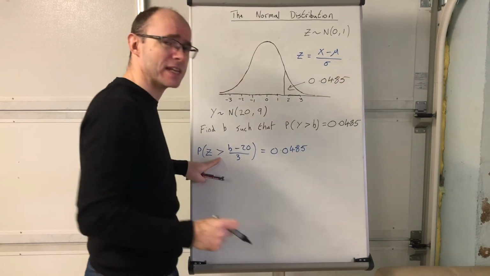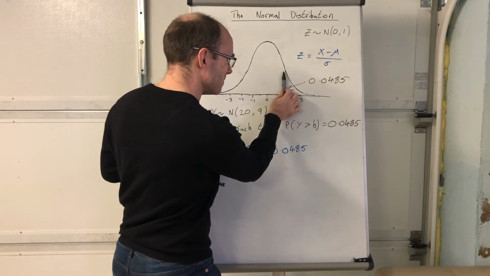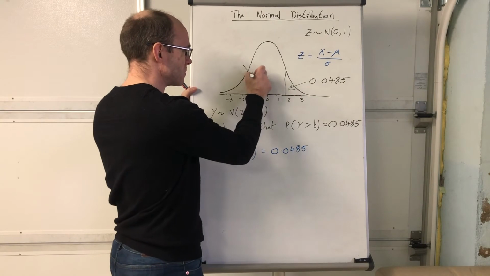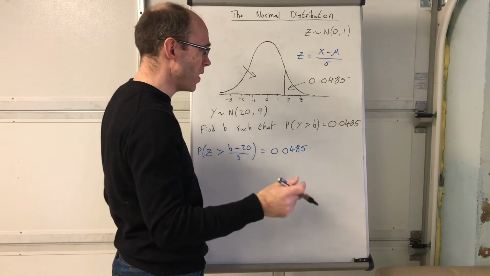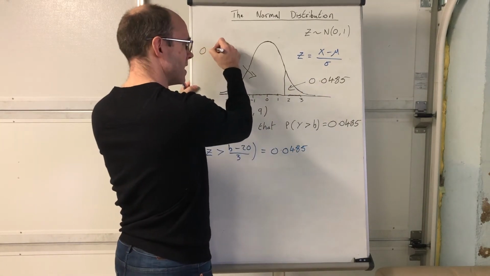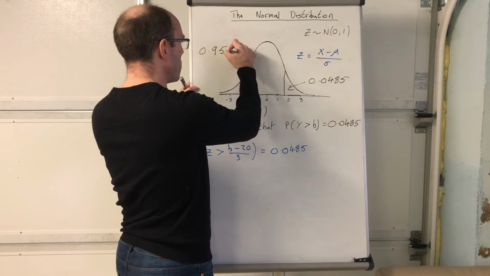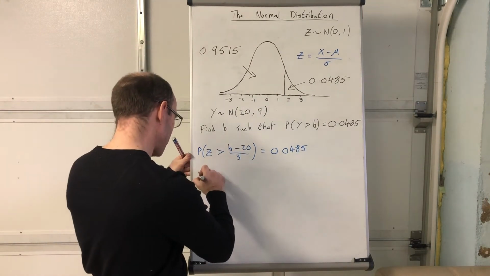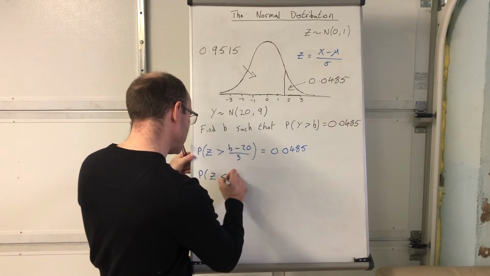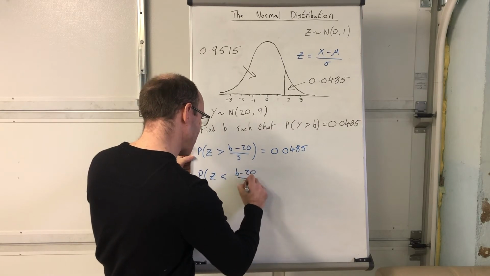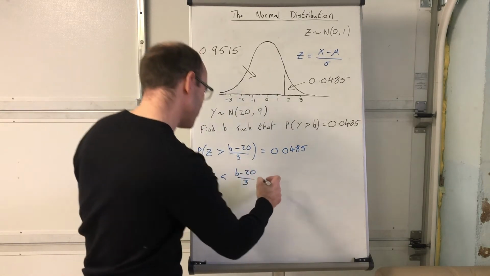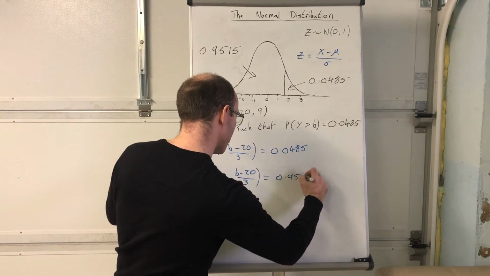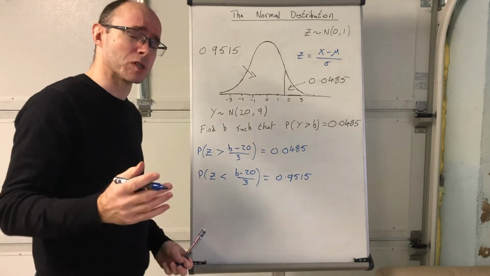Basically, this here that I'm pointing to, that's the 0.0485. Remember, it's the probability z is greater than. So the probability something is greater than that is 0.0485. What we want, of course, is this bit here, which would be the difference between that and 1. So that's going to be 0.9515. So what we can do is turn this around and say the probability Z is less than whatever this happens to be is equal to 0.9515.